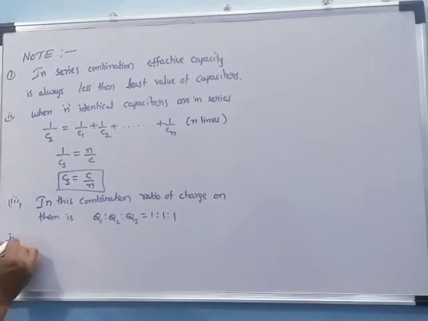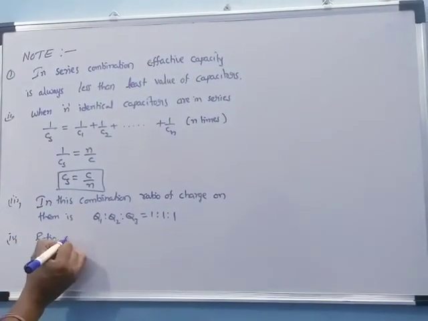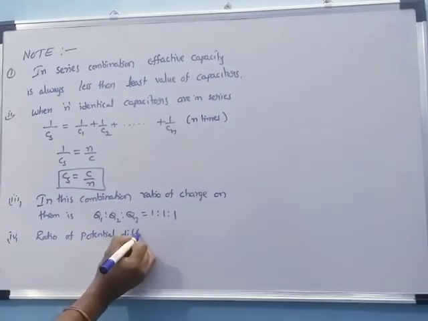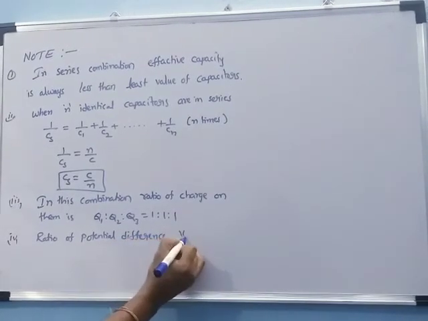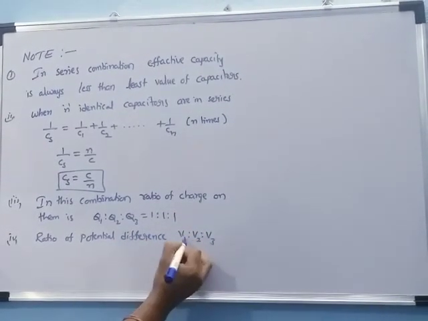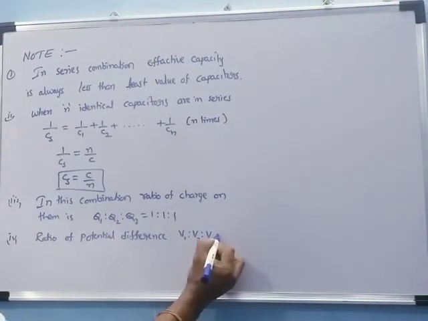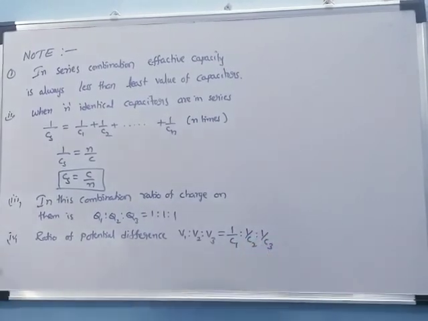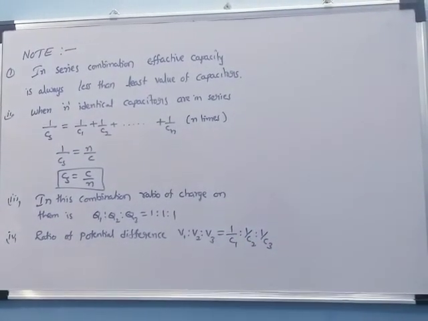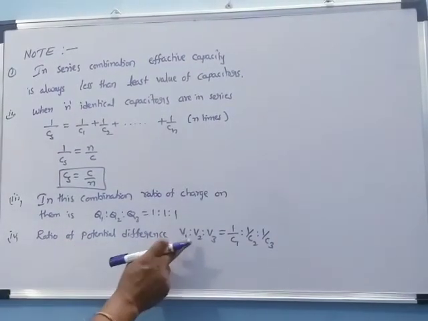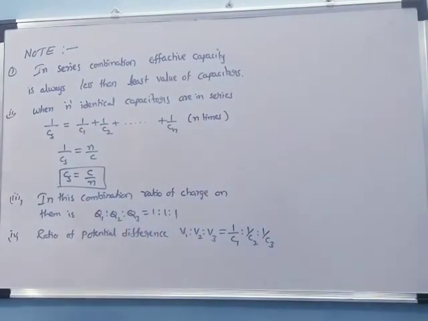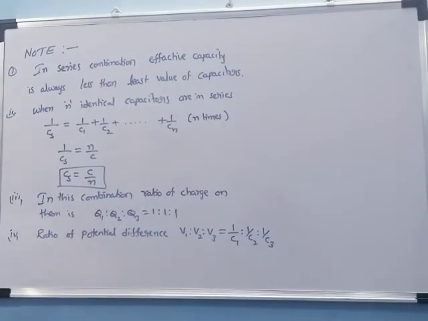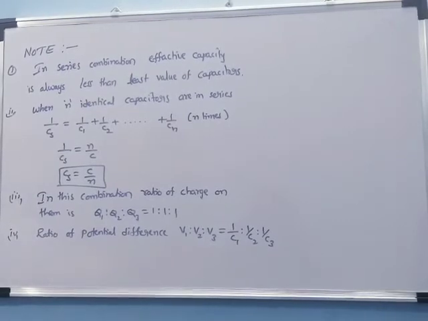The ratio of potential difference: we can know that V1 is to V2 is to V3 is equal to 1 by C1 is to 1 by C2 is to 1 by C3. Because in series combination the potential difference will vary. The potential is always inversely proportional to the capacitance. That's why we can write V1 is to V2 is to V3 is equal to 1 by C1 is to 1 by C2 is to 1 by C3.